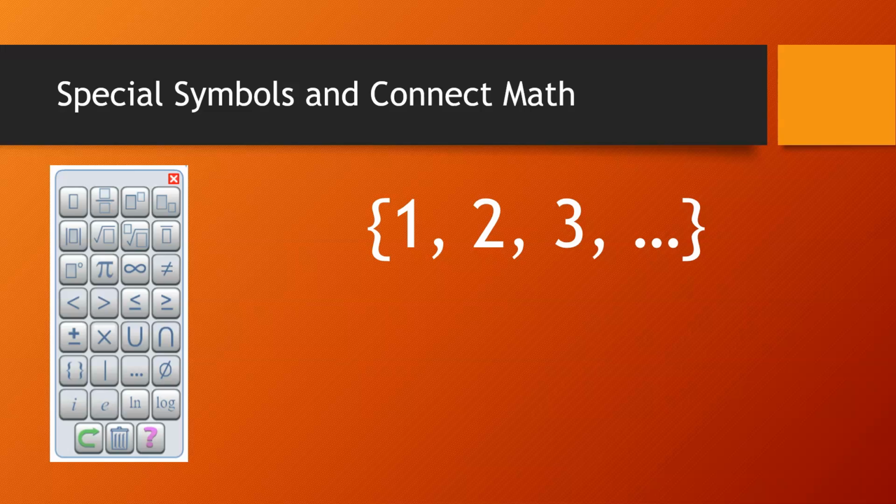Now, there's not a problem finding that symbol in the pop-up. The problem that people have when they're entering an answer like this one is that they forget that there needs to be a comma in between that last number and the ellipses. If you leave that comma out, Connect Math will count your answer wrong.